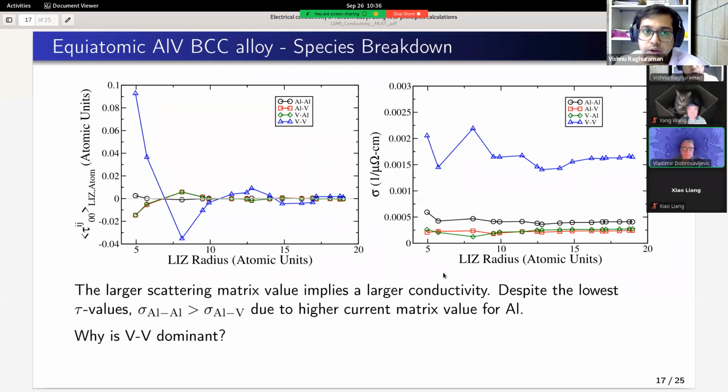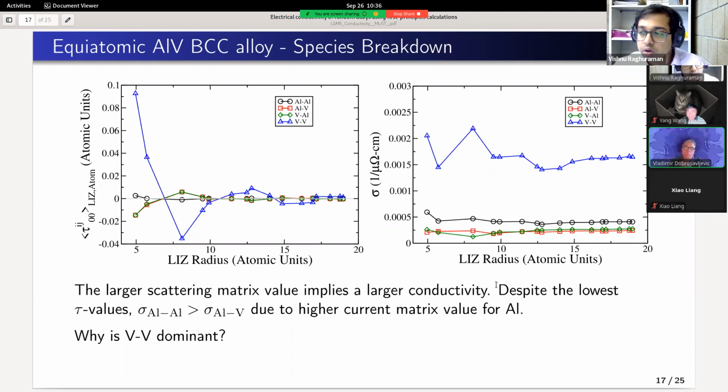So we looked at equiatomic aluminum vanadium, BCC. The reason for doing that is we saw from the literature it has a really high resistivity, which means it should, in principle, be easier to converge and should not require a large LIZ size. We looked at the tau broken down by species, and found vanadium to be the largest in magnitude. It is also much faster decaying than the pure elements, which is expected because it's a random system. We also found that the contribution to the conductivity is the largest for vanadium.